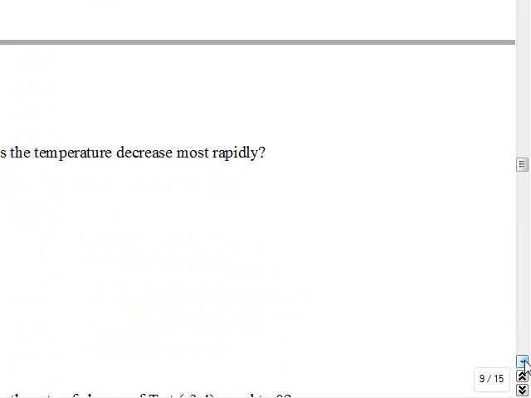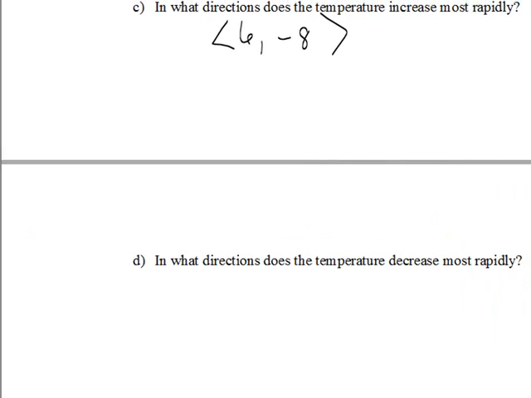In what direction does the temperature decrease most rapidly? Negative 6, 8. In the opposite direction. Isn't this lovely? Negative 6, 8. Opposite direction. Fantastic.